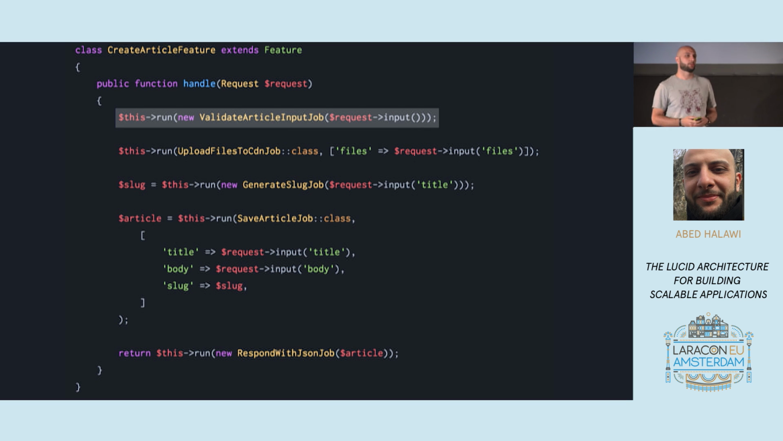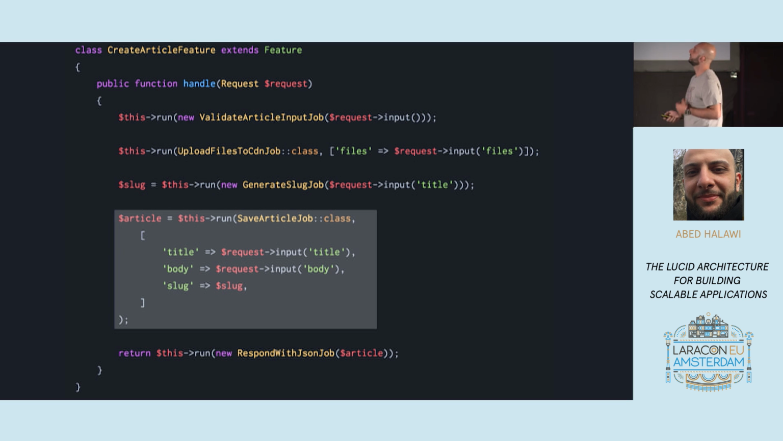This is how we run a job. Basically, you would instantiate it, pass in whatever it needs to work, and call that run method, passing the instance to that run method. There's another way you can run jobs, which is this one, where you pass the name. It is similar to the serve method that you saw earlier.